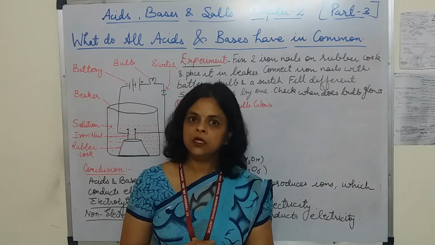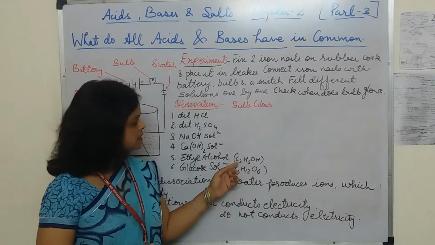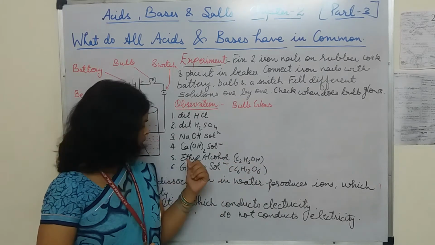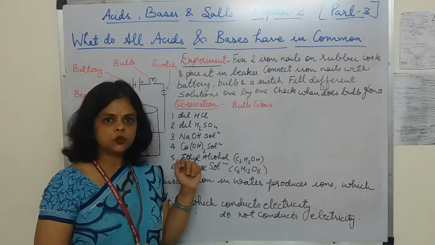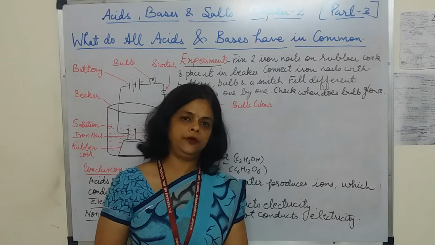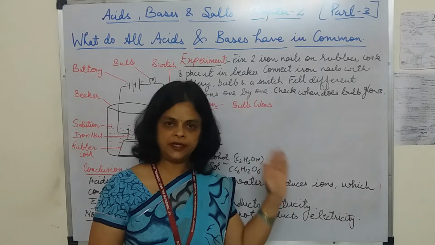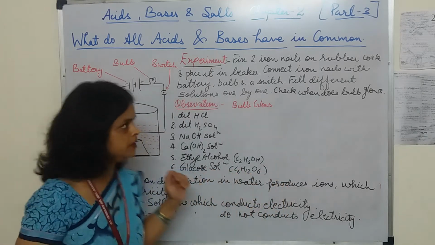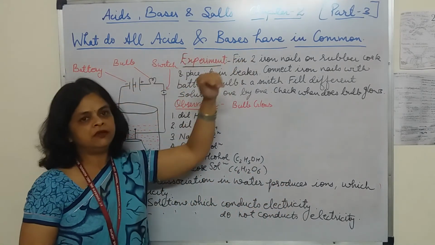So let's find out, like ethyl alcohol. The formula of ethyl alcohol is C2H5OH. Glucose, its formula is C6H12O6. So all these substances which also contain hydrogen, can they be called acids? We will find out with the help of an activity. What do all acids and bases have in common?